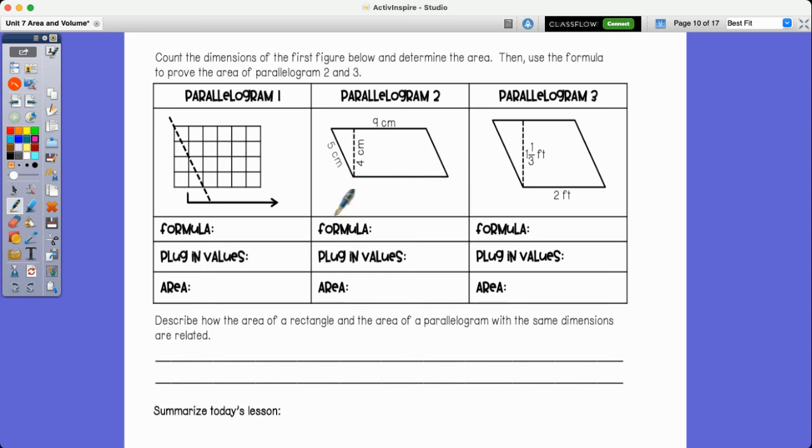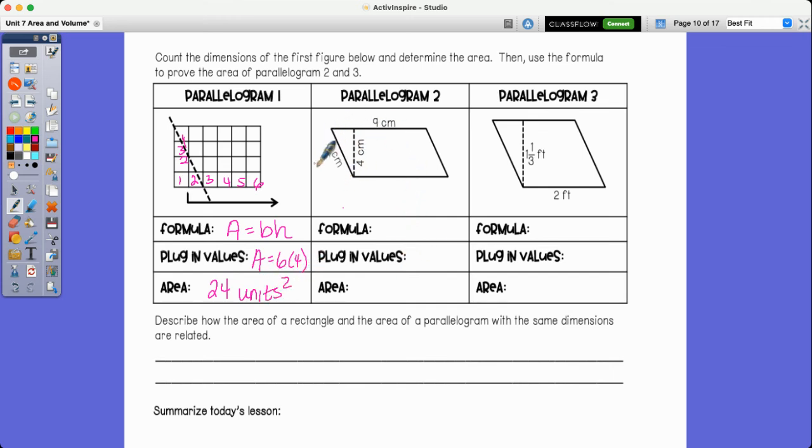It's kind of like a rectangle that has been pushed over. If you think of a box that you sit on and it gets slanted a little, it's still the same area. It's just not right angles anymore. So we are going to use the same formula, and we're going to count these out. 1, 2, 3, 4, 5, 6, and 1, 2, 3, 4. We plug in our values, and we have 6 times 4. So our answer for this is 24 square units.